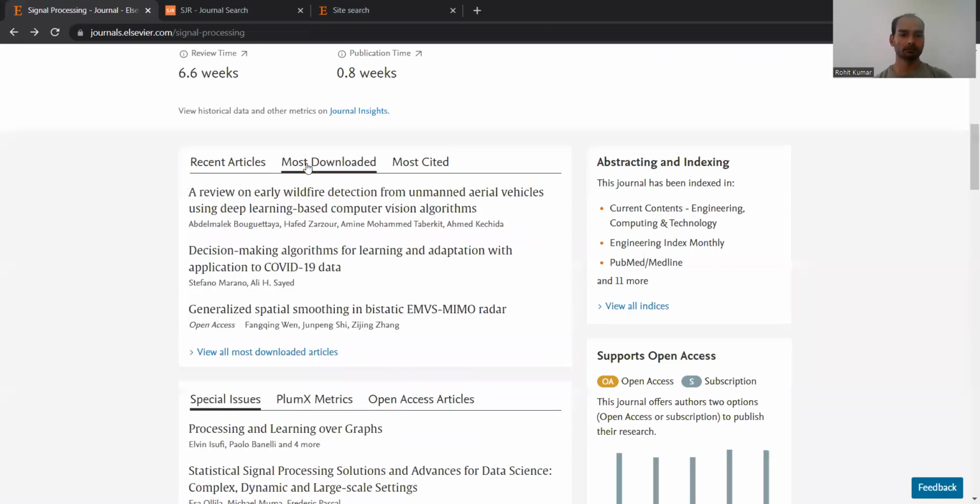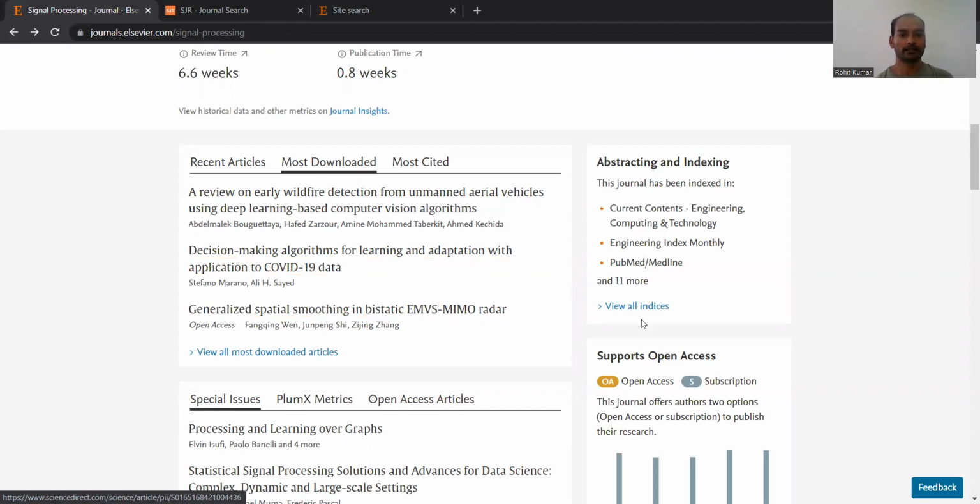Okay, moving on to the most downloaded: here you can see wildfire detection from UAV using deep learning based computer vision algorithm. So vision based works are most downloaded in this journal, and then the decision making algorithm for learning and adaptation. So in short, again DL and ML, these sorts of things are very much under focus in the signal processing domain also.